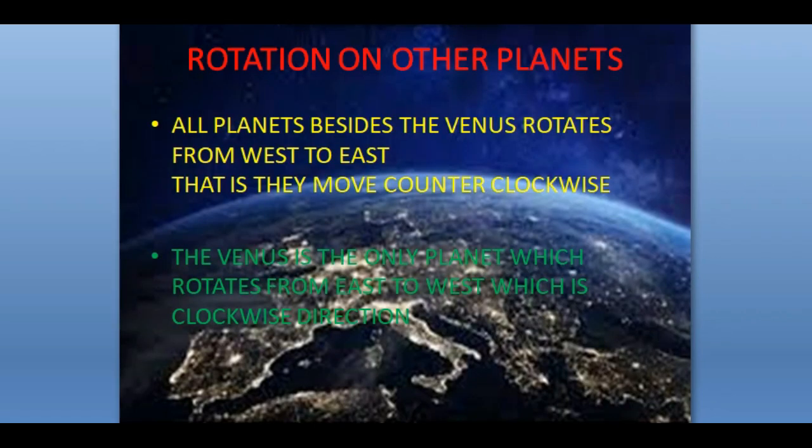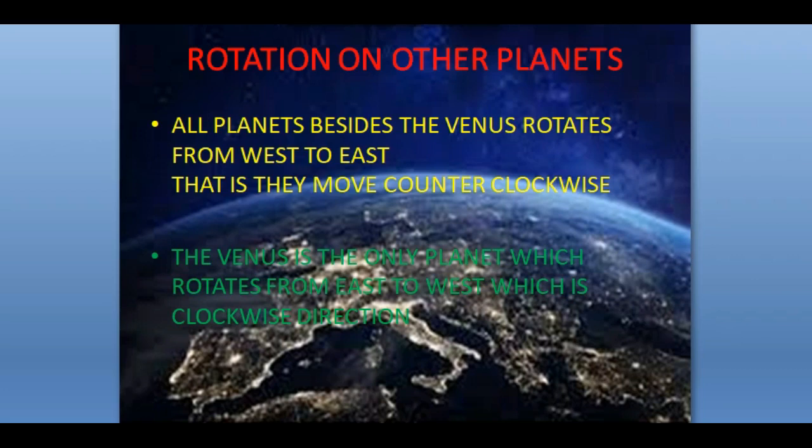So now, rotation does not only happen on Earth, it happens on other planets as well. All planets besides Venus rotate from west to east. That is, they move counterclockwise. But Venus is the only planet which rotates from east to west, which means in clockwise direction. So you can just keep it in mind that Venus is the odd one out. While everywhere the sun rises in the east, on Venus it's the opposite. So the sun rises in the west. Isn't it easy? So now let's go for something else.